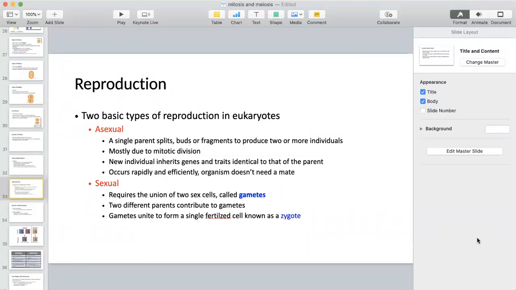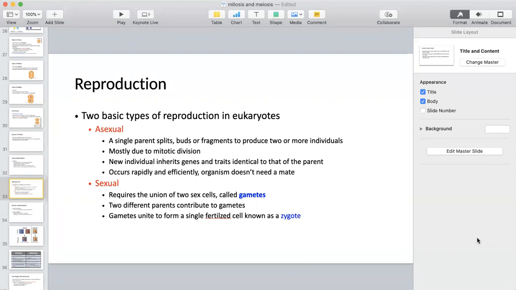So asexual reproduction is a very rapid process. It happens pretty efficiently. Okay. Where this organism, again, is going to duplicate its genetic material and then it's going to split off into another organism. Now that's different than sexual reproduction.